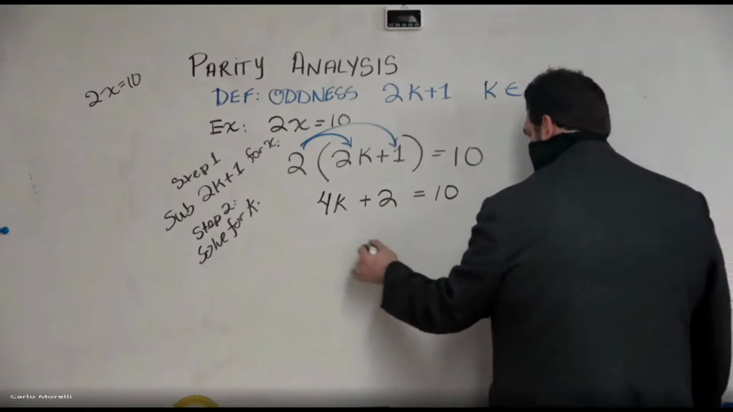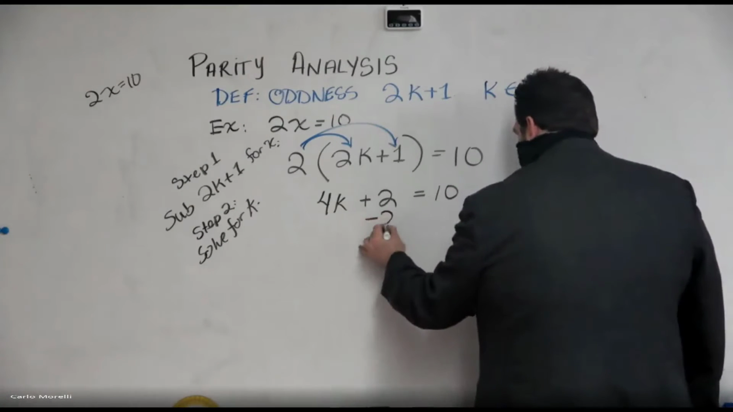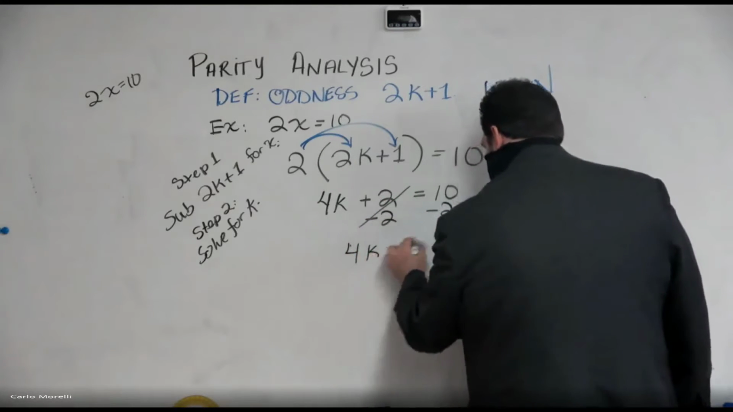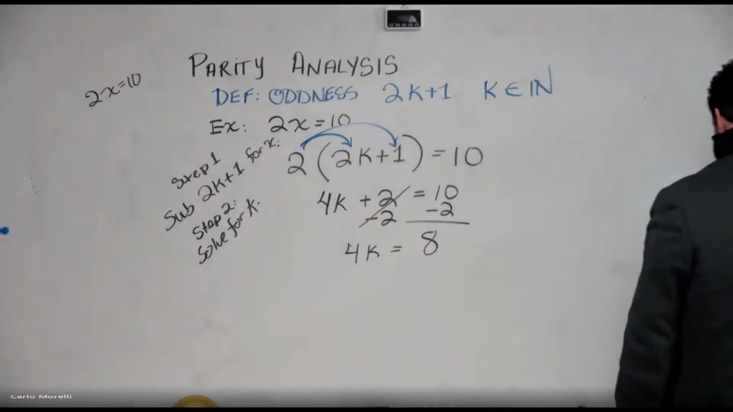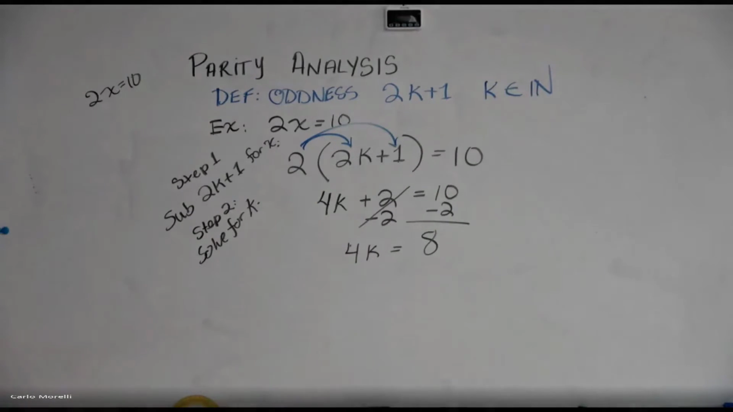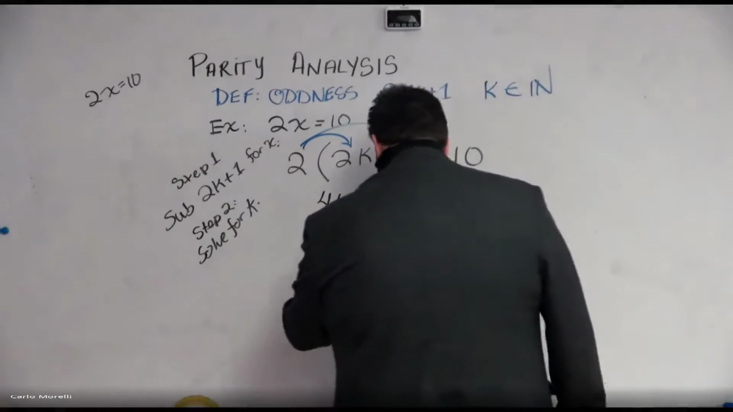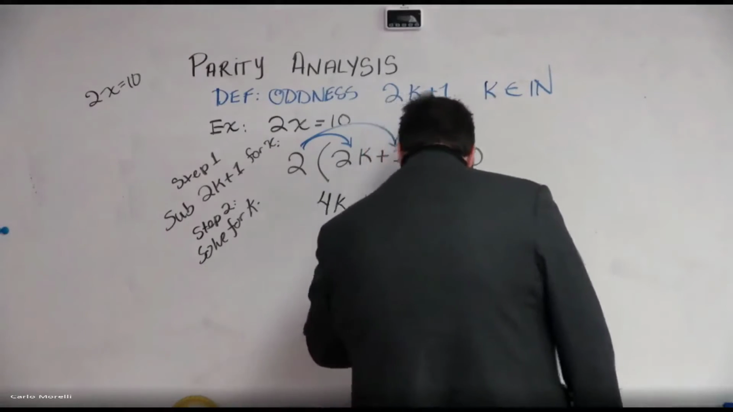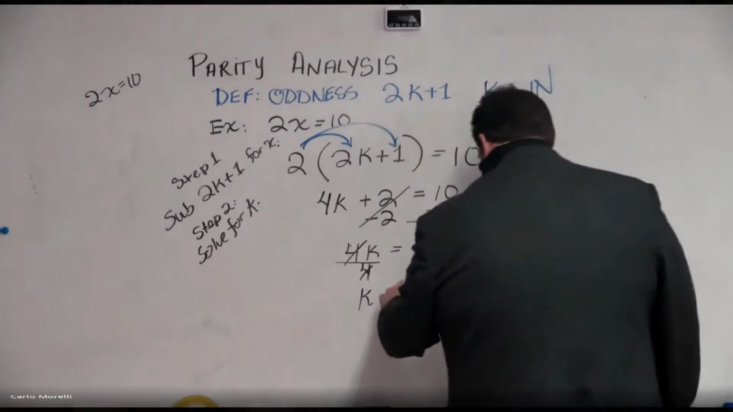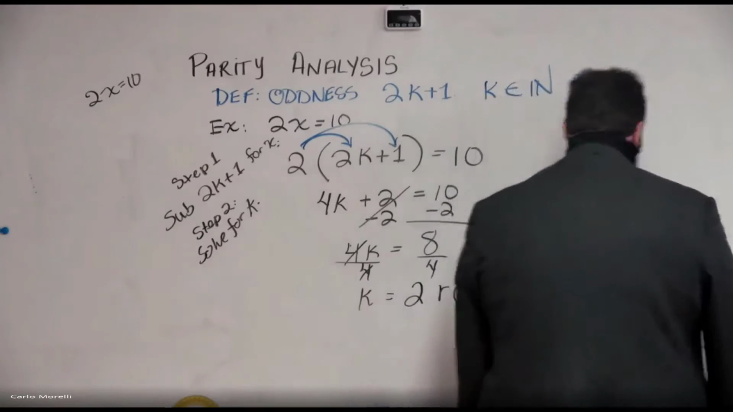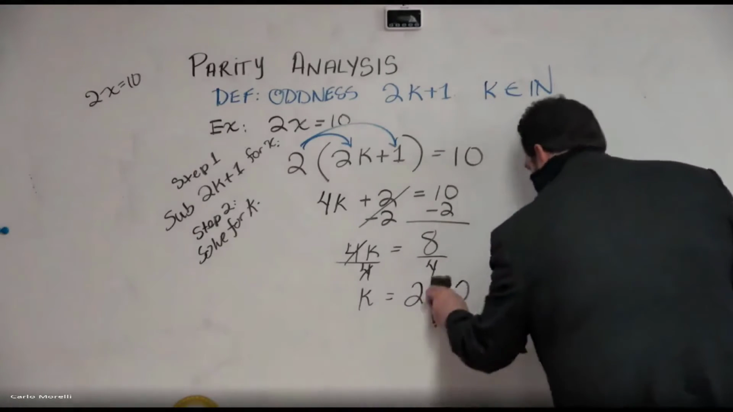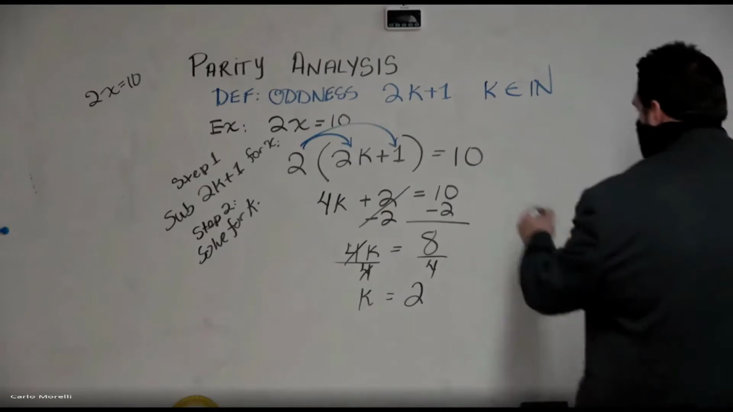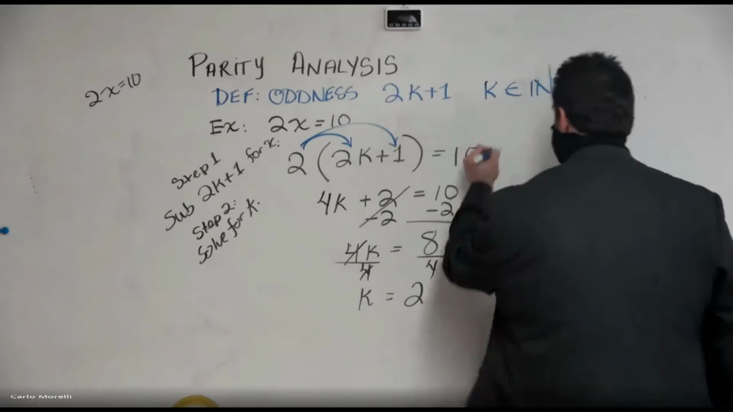Help me solve. Subtract 2 on both sides. 4k equals 8. Now what? Divide both sides by 4. k equals 8 divided by 4, which is 2 remainder 0. Of course, no one writes that. They just write 2. You see there's no remainder? So this passes.